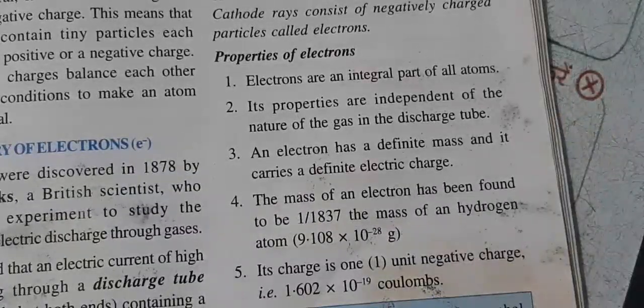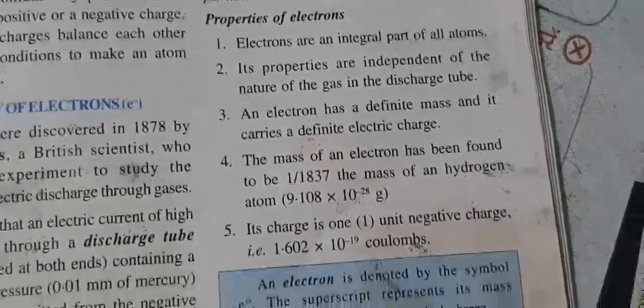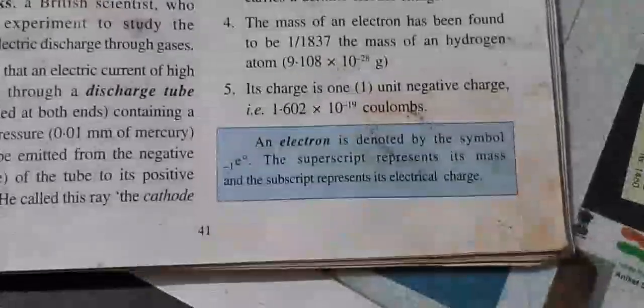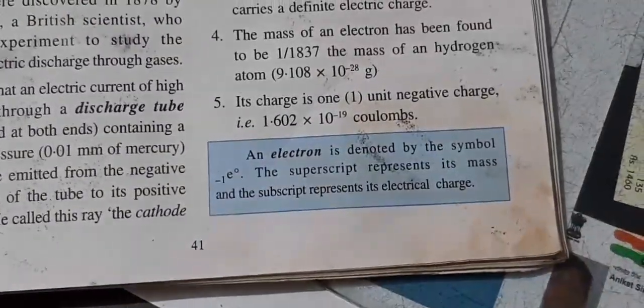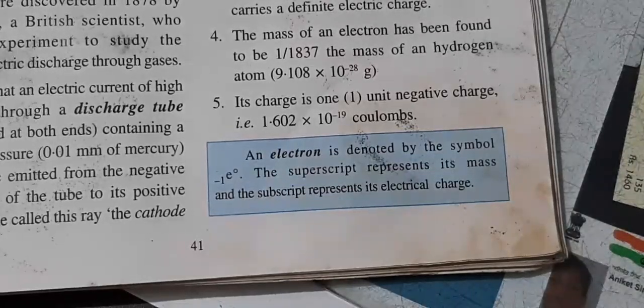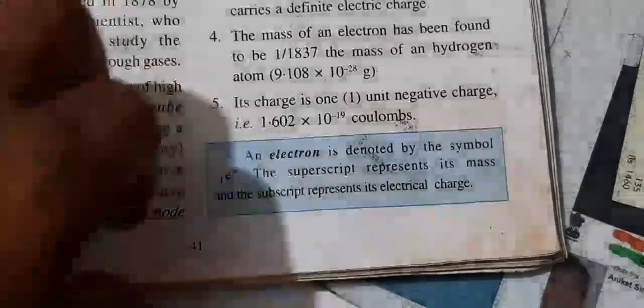Electron has a definite mass and a definite electrical charge. The mass of the electron is 1 by 1837 the mass of a hydrogen atom, and its charge is taken to be 1 negative unit, 1.602 into 10 raised to minus 19 coulomb. So what is an electron? The electron is denoted by the symbol minus 1 e 0. The subscript represents its mass and the superscript represents its electrical charge. This is about the electron.